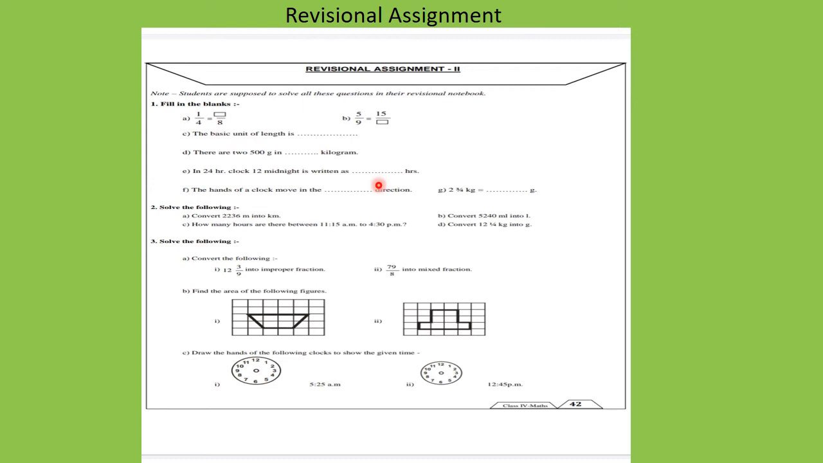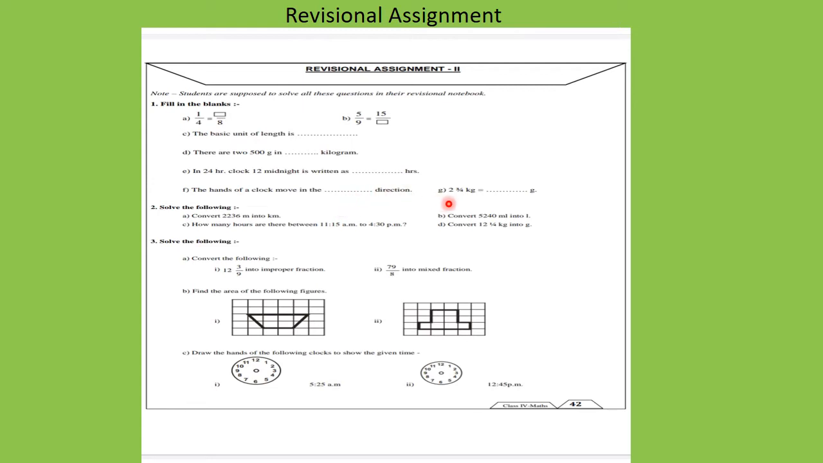Okay, so this will be your answer. Now let us move towards another question, which is question number F. The hands of a clock move in which direction? The hands of a clock always move in the clockwise direction. So clockwise will be the answer of this question.